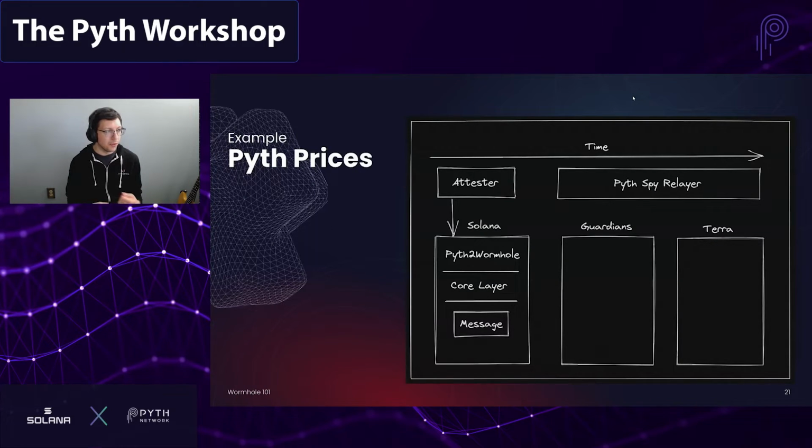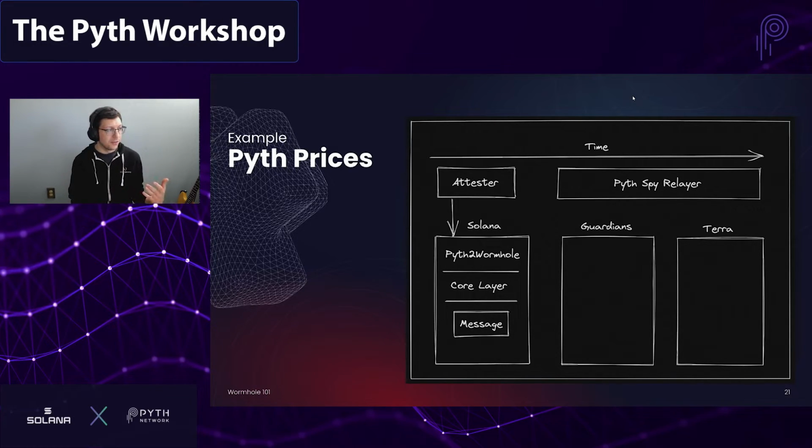So something we've been working on is helping out the Pyth team with attesting Pyth prices to other chains. So say taking these Pyth prices that are aggregated on Solana, batching them and sending them to a contract on Terra. And the goal is that it looks something a little like this.